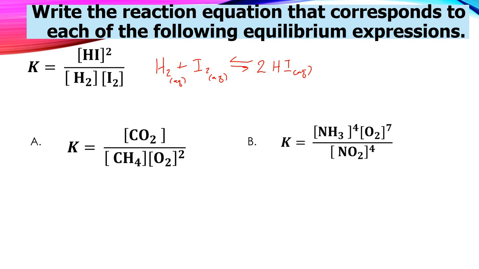Just remember it's products over reactants, and the exponents are your coefficients. How do you know if it's aqueous or a gas? If it's brackets like this, it's aqueous. Which doesn't really make sense with oxygen. You have to be really cold, but we'll take it as is. So if it has brackets, that means aqueous. If it says PO2 to the 7, that's a gas. So parentheses with P's are gas.